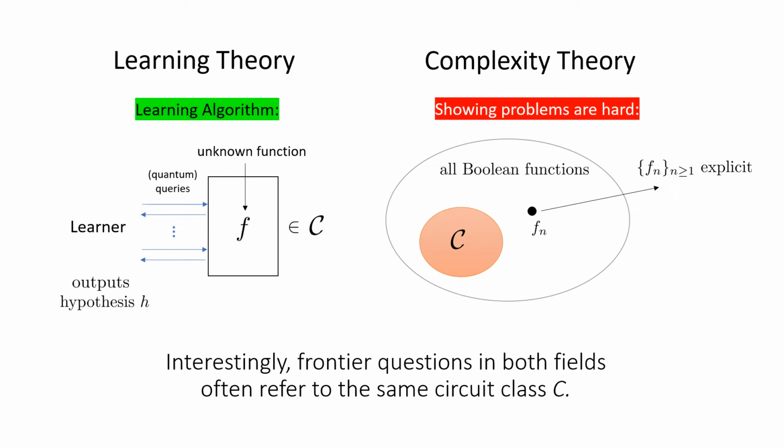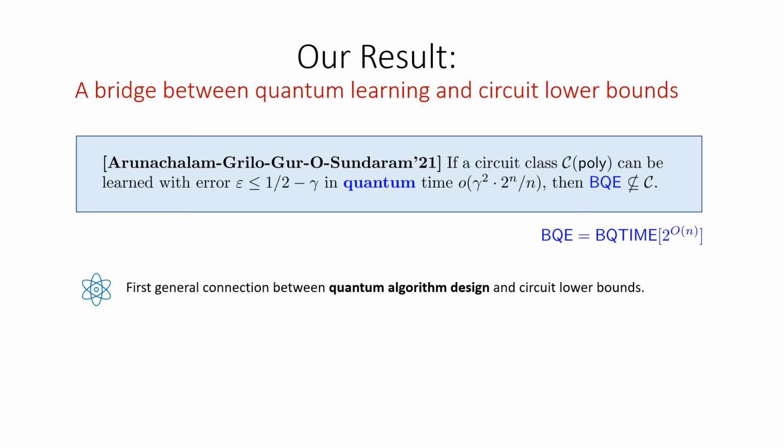And I have emphasized the role of depth-2 threshold circuits as a natural class of Boolean circuits for which we have no learning algorithms and at the same time no non-trivial complexity lower bounds. In this work, we create a bridge between quantum learning algorithms and circuit size lower bounds.